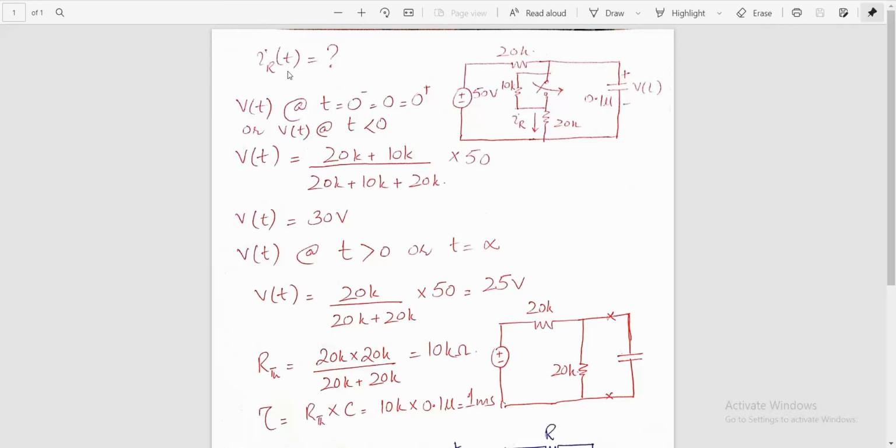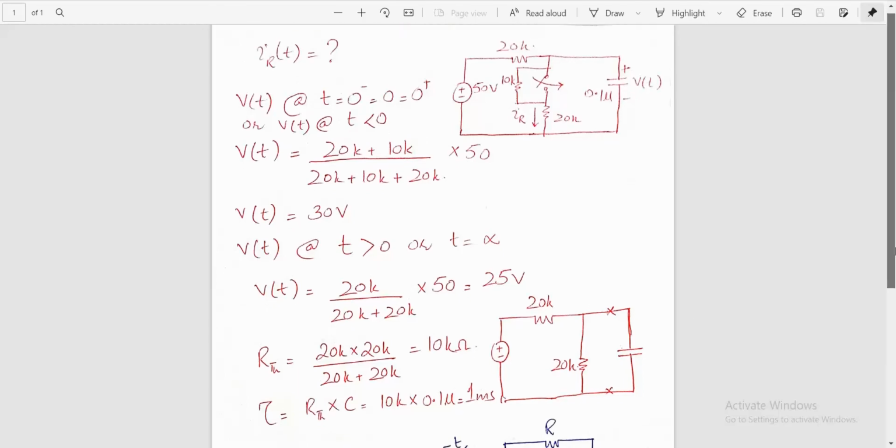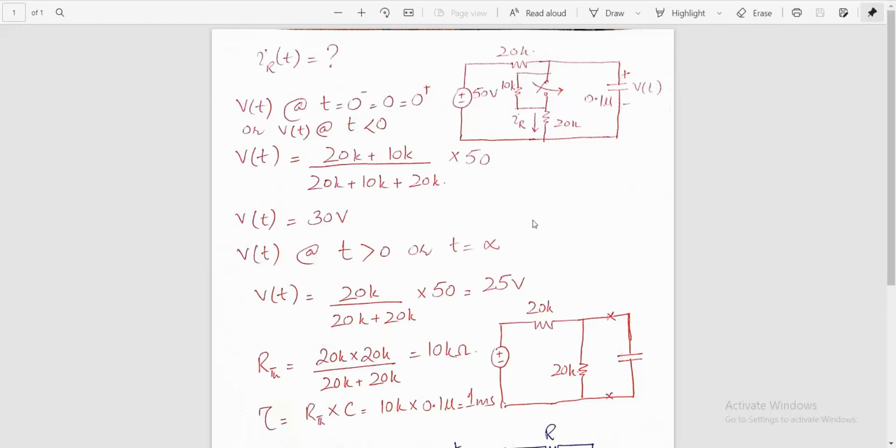This is the final example, and it will encompass each and every aspect that we have discussed so far. You have your circuit in front of you with a 50 volts DC source connected to a 20 kilo ohms resistance, then a 10 kilo ohms resistance and another 20 kilo ohms resistance. You need to find out the current through the vertically connected 20 kilo ohms resistance.